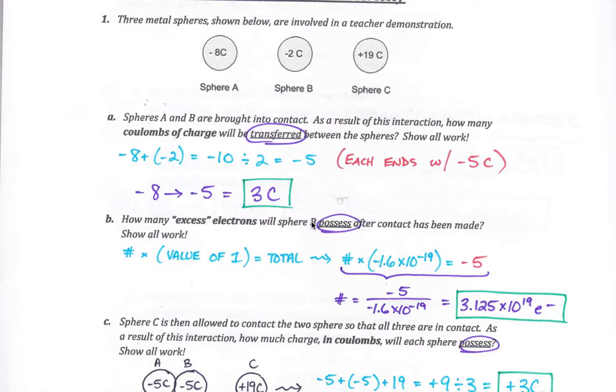Imagine you had like $100 and you lent $10 to a friend. You now possess 90, but you transferred 10. So it's two different ways of looking at the same situation. I'll show in a second why it's very important to pay attention to that word.